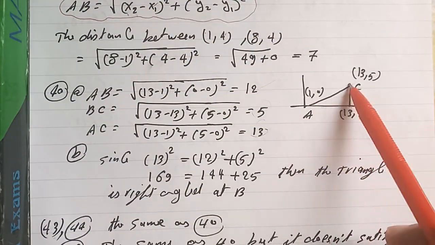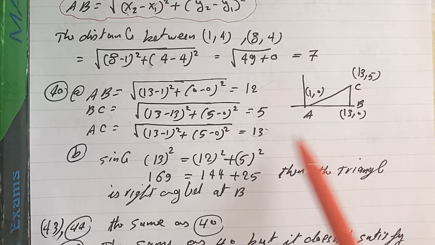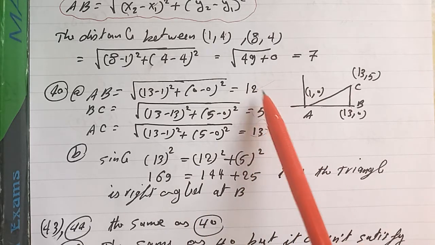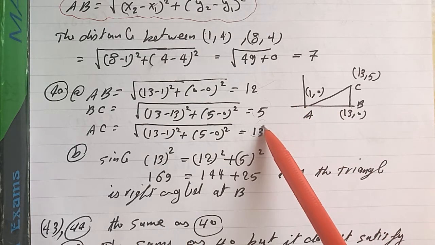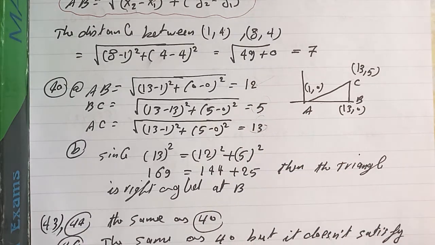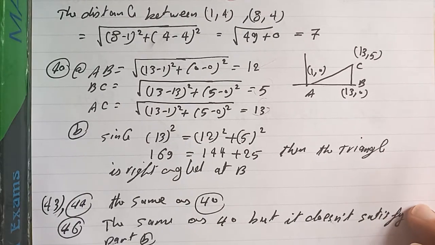If the square of one side is greater than the sum of the squares of the other 2 sides, this will be an obtuse angle triangle. For example, if this is 14, its square will be greater than the squares of 12 and 5. So this will be an obtuse angle triangle. If the square of the greatest side is less than the sum of the squares of the other 2 sides, it will be an acute angle triangle.